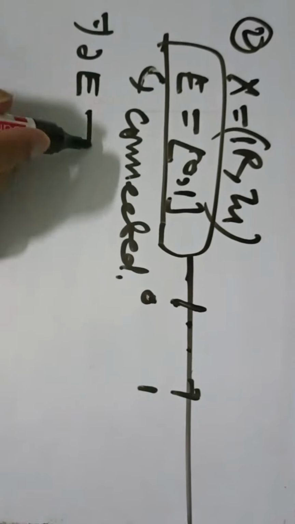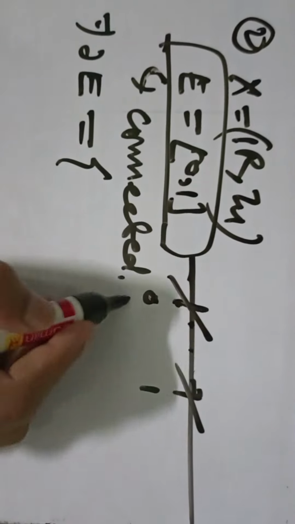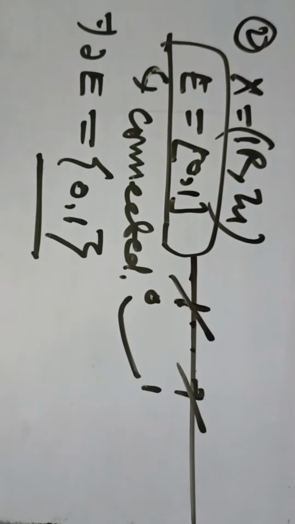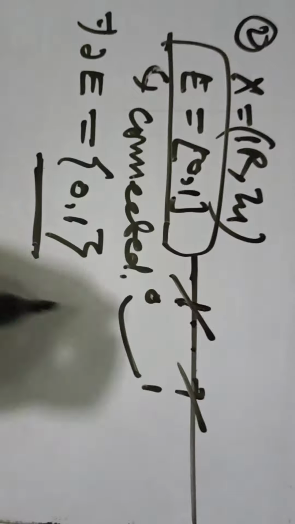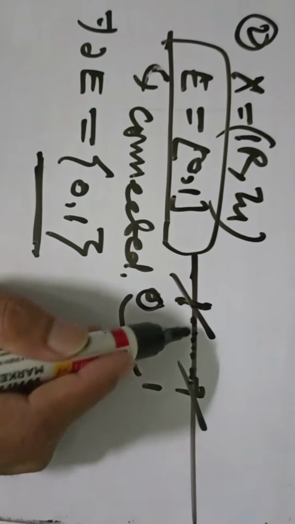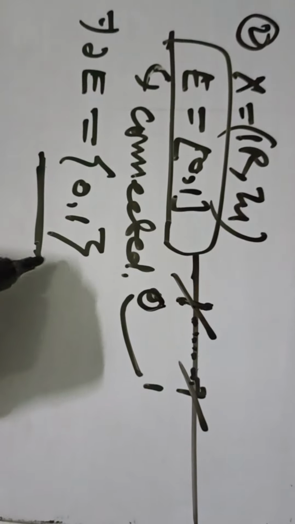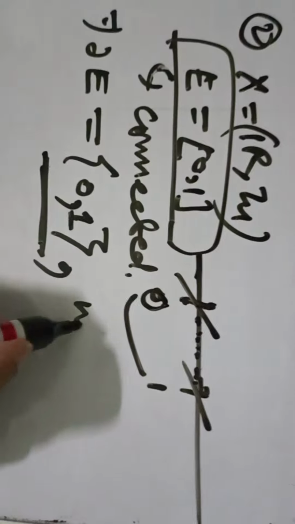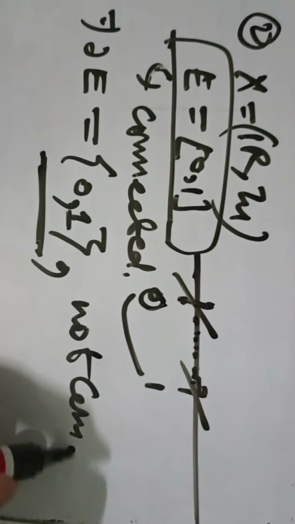Then if you find the boundary, it is two points, 0 and 1. Okay, so it is not an interval and not a single set. In the usual topology, it is not an interval, because the in-between points are not in the set. So it is not an interval, and not a single-point set, because it has two members. So it is not connected.